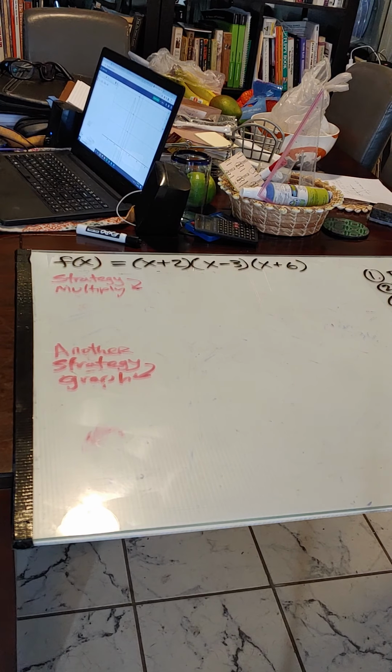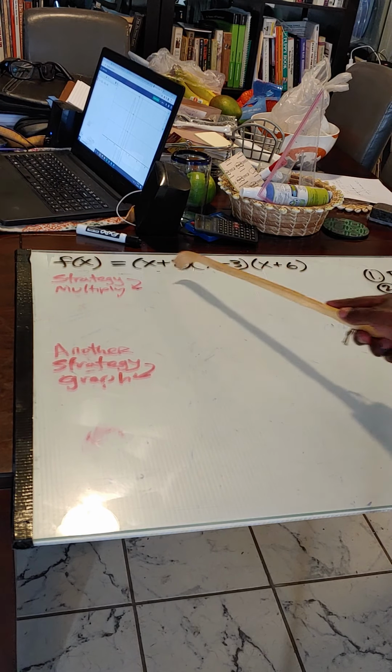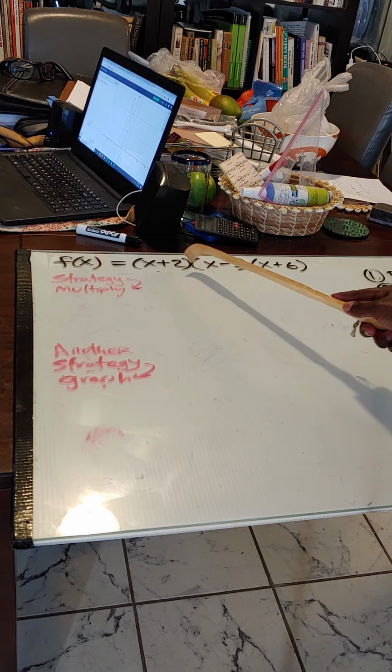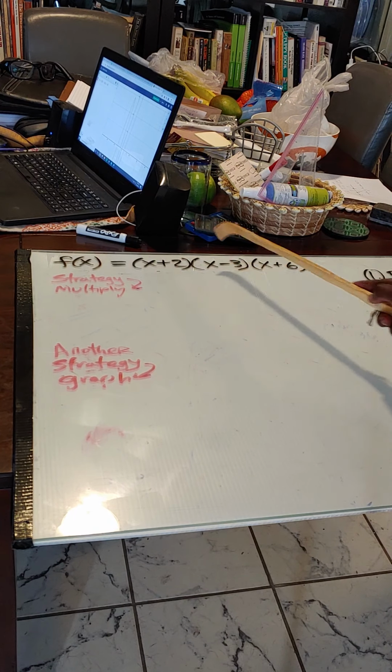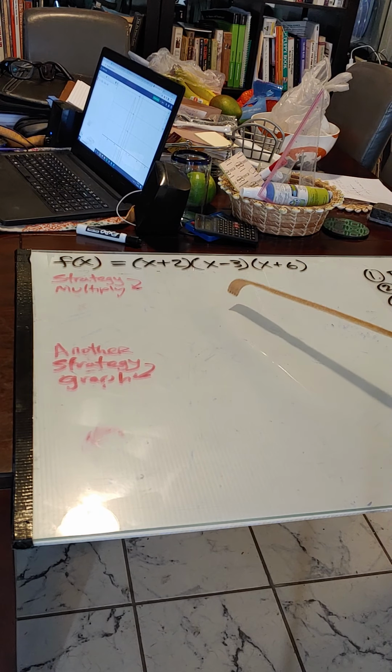And so x times x is x squared. Outside terms, negative 3 times x is negative 3x. Inside terms, 2 times x, 2x. And then our last terms, the product of 2 and negative 3 is negative 6. And so we're going to do that, and it's going to give us a trinomial. And then we're going to multiply that trinomial times the last factor or binomial given in this function, okay?